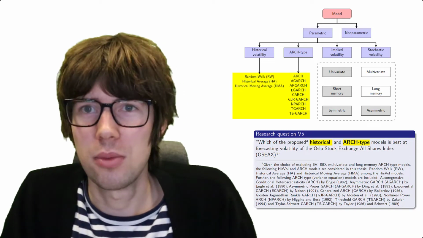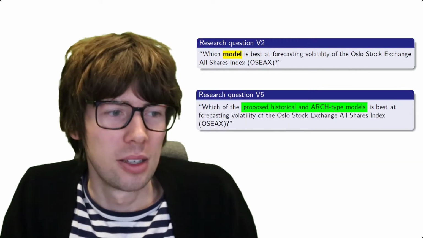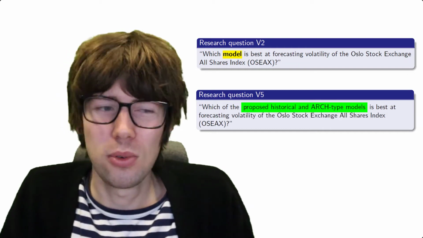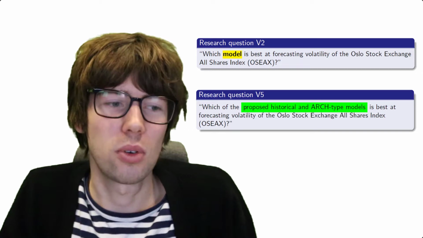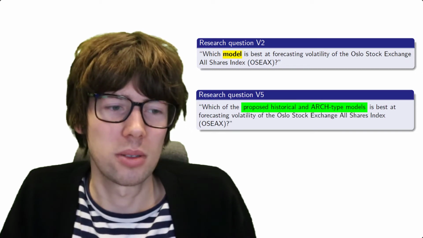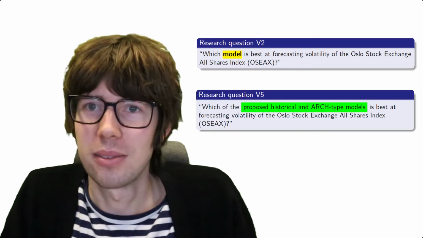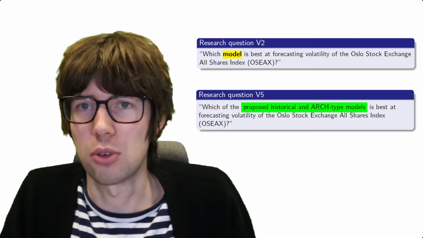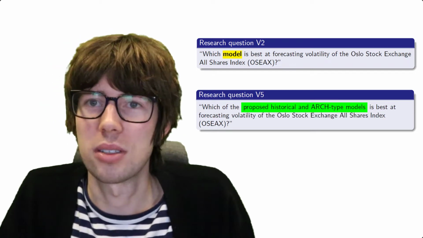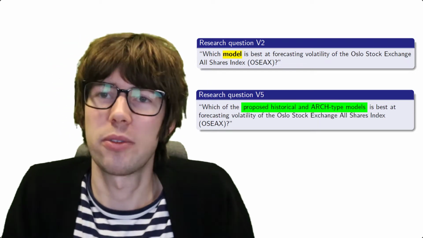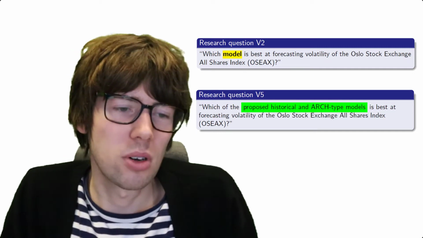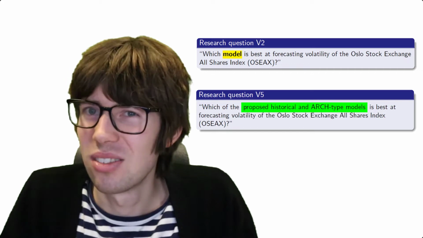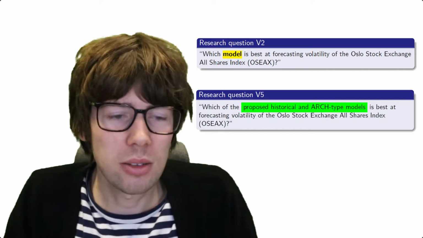So by now, this is good enough. So we went from version 2 here to version 5. We substituted the model with the proposed historical ARCH-type models, and we specify which historical volatility models and ARCH models I'm going to test. So a lot more specific now, a lot more achievable. But there are still many words in the sentence that are too vague, not specific enough.